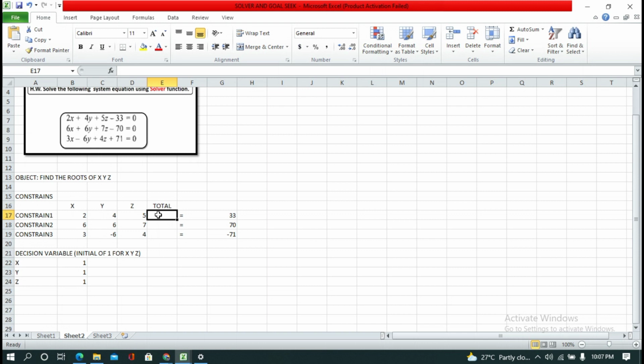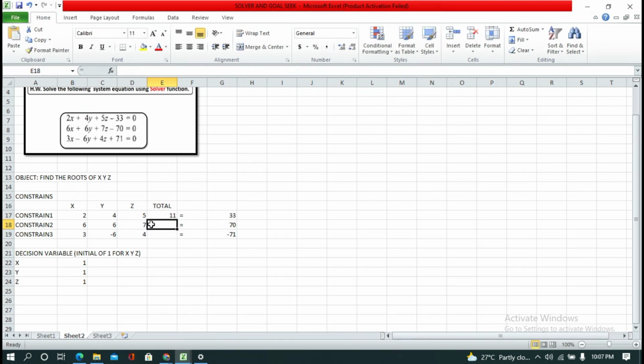So in here, for equation 1, we put equal sign, then open parenthesis, then 2 times the initial value of x, which is 1, then plus 4 times the initial value of y, which is 1, then plus 5 times the initial value of z, which is 1. Then click enter. And then for the second equation, we do the same.